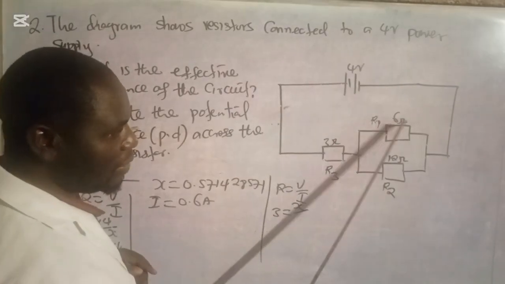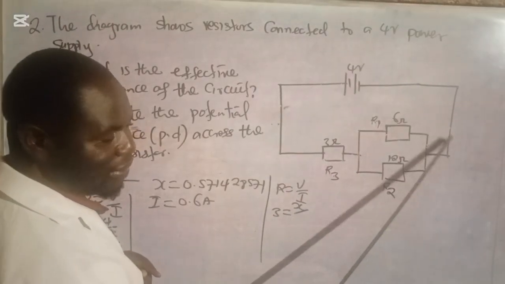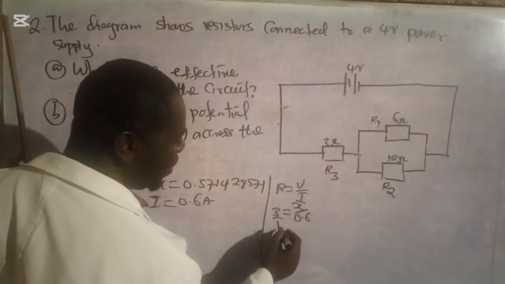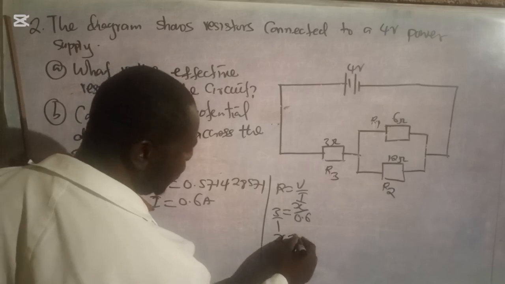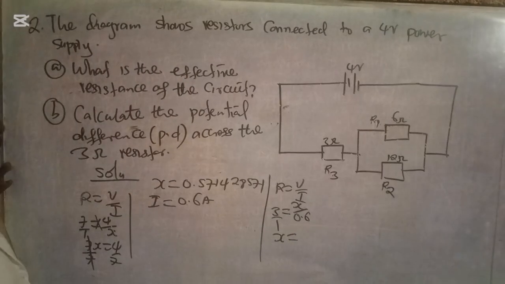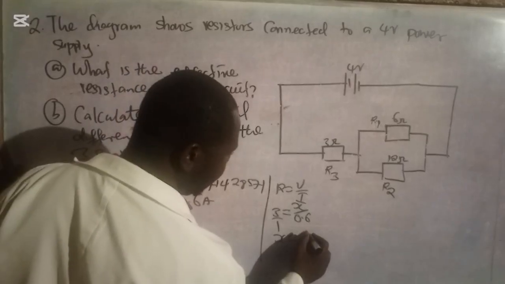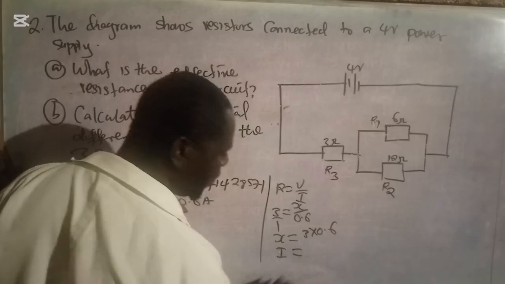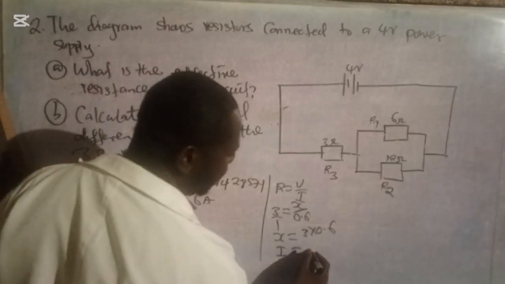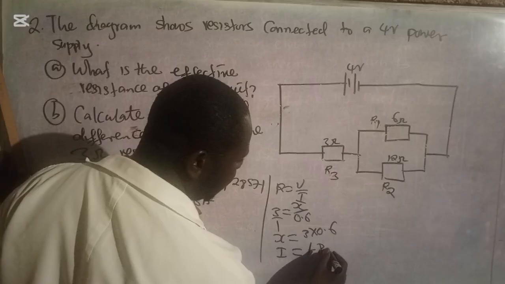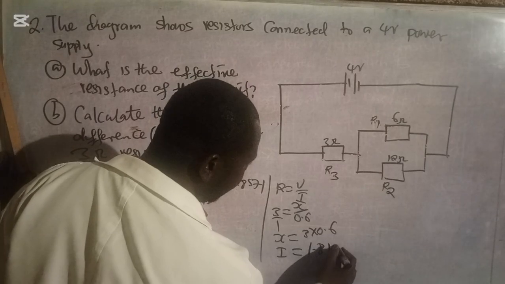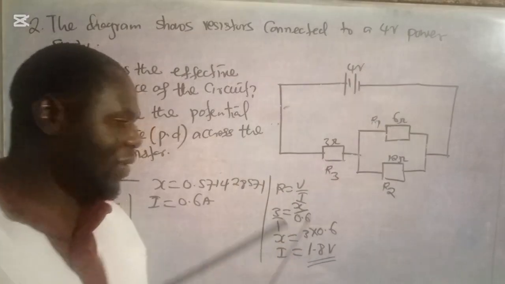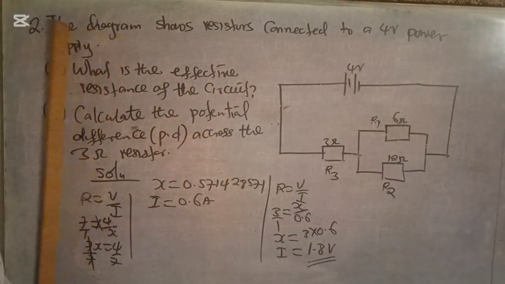When the current reaches the resistors it divides, but when it arrives here we get 0.6 again. So the current here is 0.6. Over 1, cross multiply, so x is equal to 3 times 0.6. What is the answer? 3 times 0.6 is 1.8. 1.8 volts, which means the voltage for the 3 ohm resistor is 1.8 volts. Is this clear?